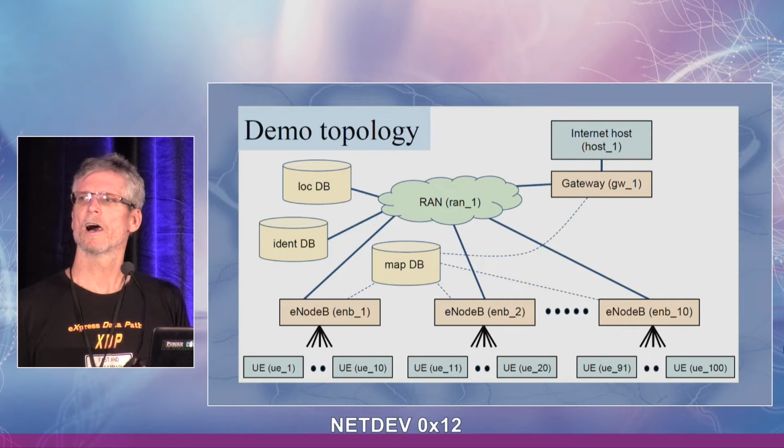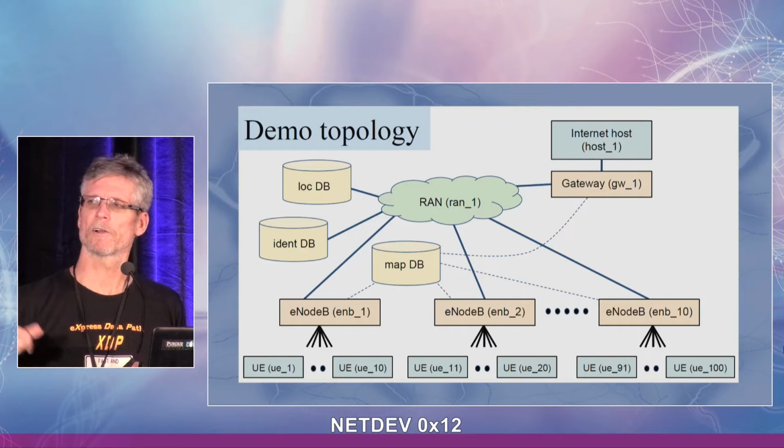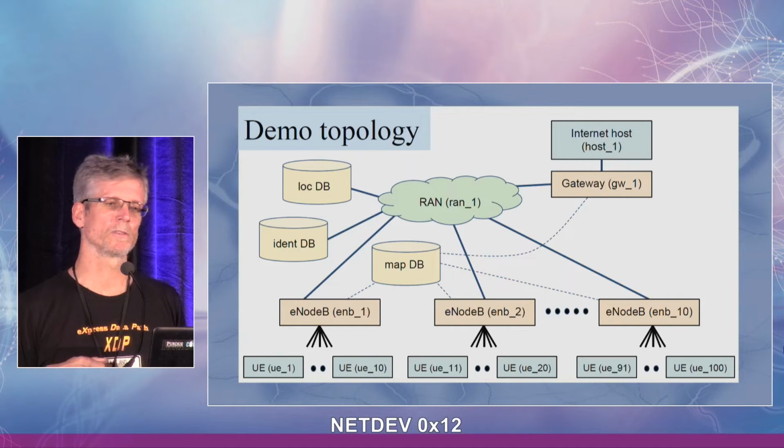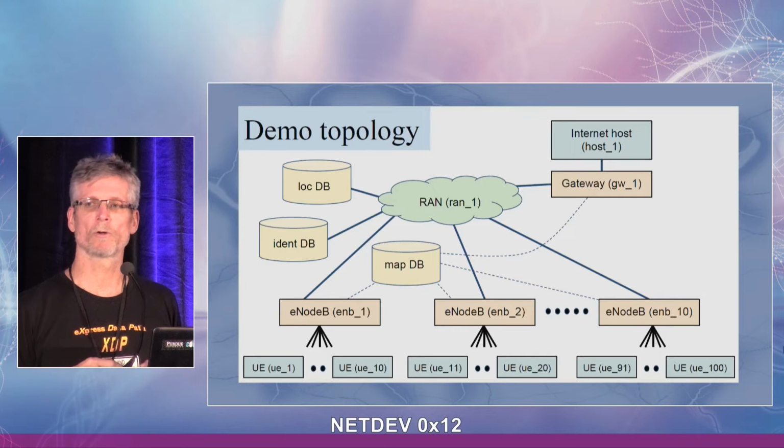So the RAN simulates the backbone. We have an internet host out there. It talks through a gateway into the radio network. And then there's some number of eNode Bs. Again, those are kind of the base stations. So we have 10 of those. And below that, each of those has 10 end hosts, user equipment in mobile terminology.